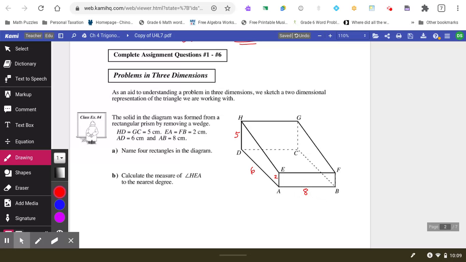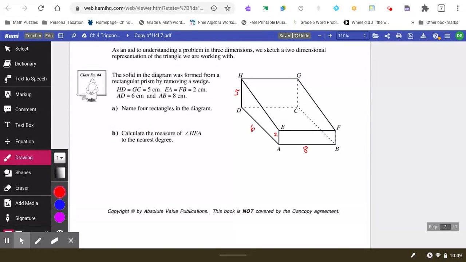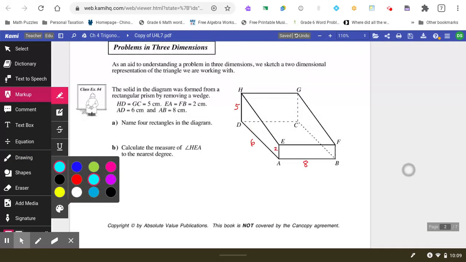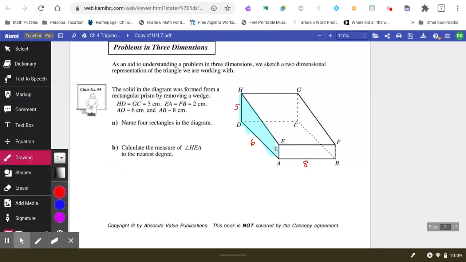Okay, so name four rectangles. There's lots of different rectangles. There's the front, the back, the top, and the bottom. Okay, so there's those sides. But I'm going to skip to part B that says calculate the measure of HEA. I'm going to draw this side. What's so important about this is that you take this wedge and you draw it sideways to help you. So when you draw it sideways, it's going to look like this. This is long, this is short. Comes across and this slants, right? This was 5 and this is 2 and 6. This is H. I'm just taking that blue and I'm turning it sideways so you can see it better.